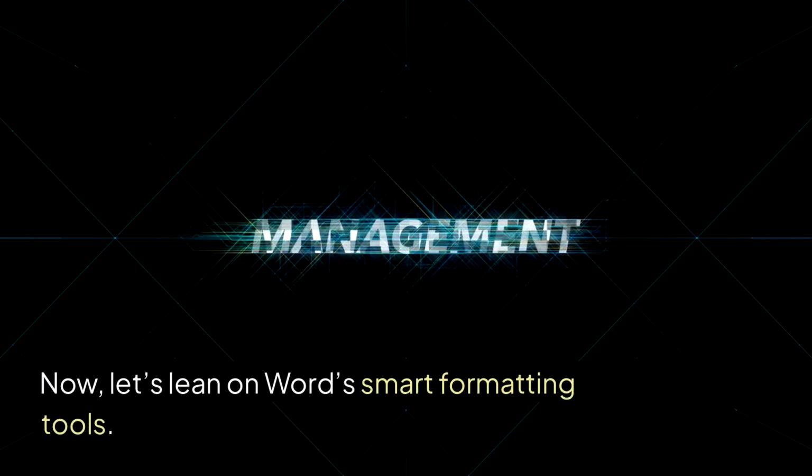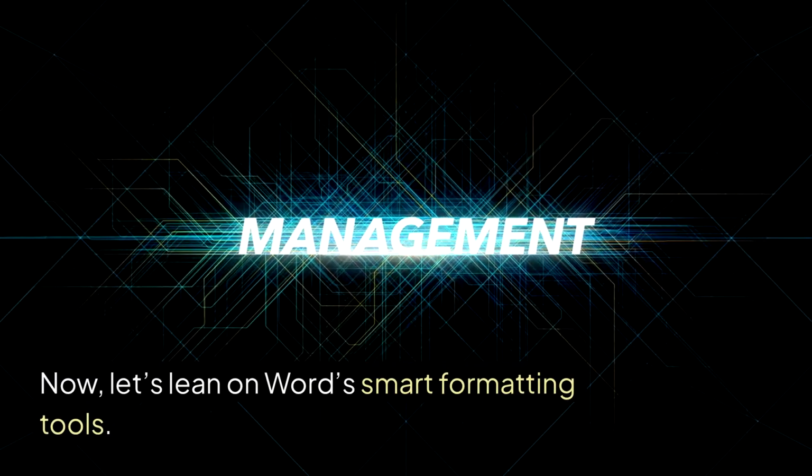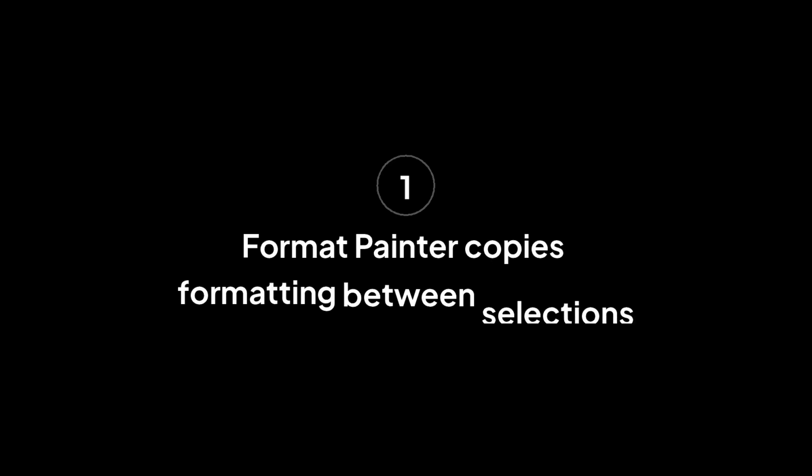Now, let's lean on Word's smart formatting tools. The Format Painter, found on the Home tab, copies formatting from one selection to another. Double-click it to lock it on, then apply that formatting to multiple areas before pressing Escape to turn it off.